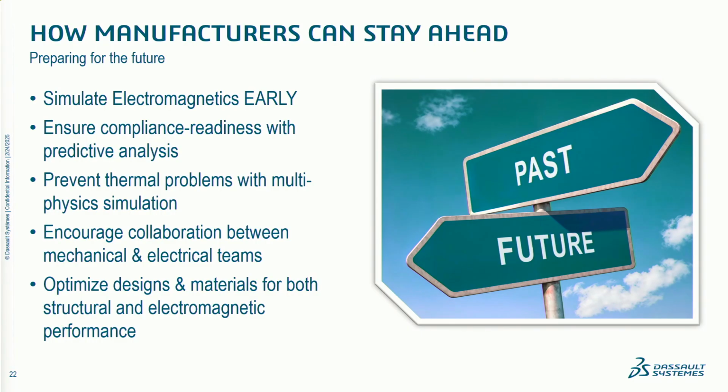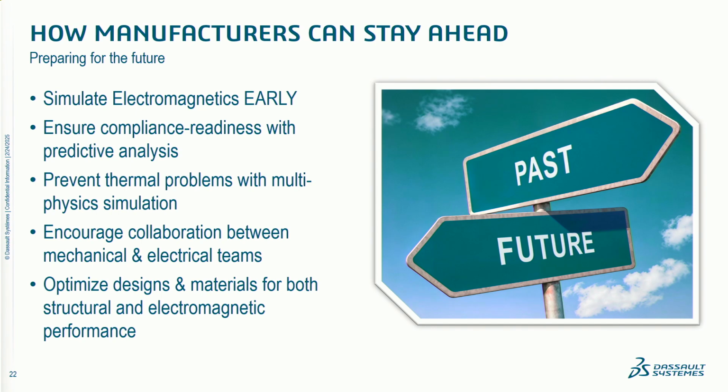Well, it starts with simulating electromagnetics early. For the compliance that I was just talking about, we can use predictive analysis, not to pass those compliance tests. Virtual compliance passing is not a thing yet, but being able to get ahead of it so you know when you send your design out for compliance testing you're going to pass, that's very much a thing, and it saves a huge amount of time and money. We can prevent thermal problems by simulating the mechanical systems and the electrical systems at the same time and simulating cooling solutions for those.